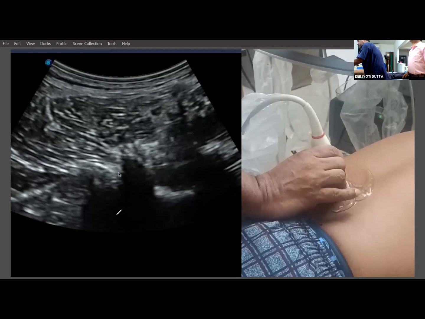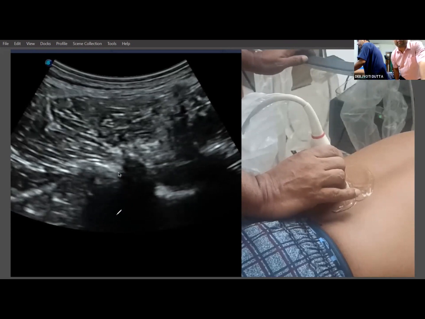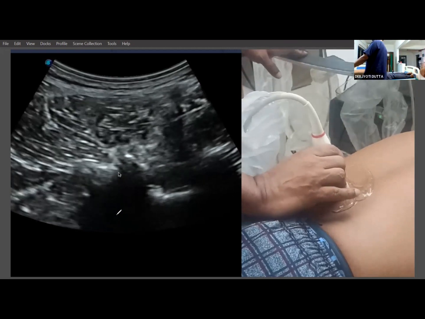Okay, can you see the pulsations there? So pulsation is seen there. So that is where we have to go for the medial branch block.